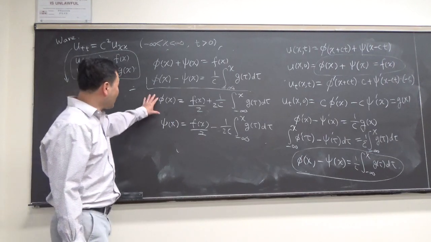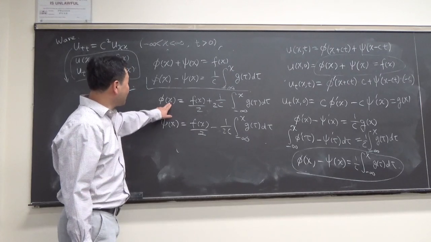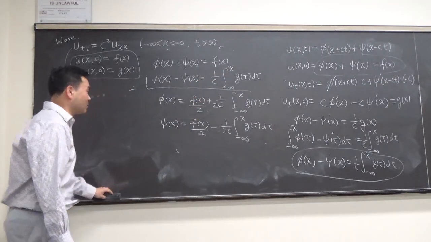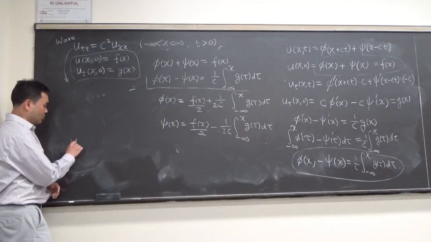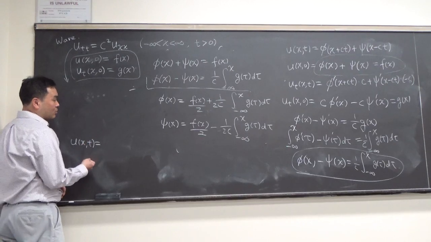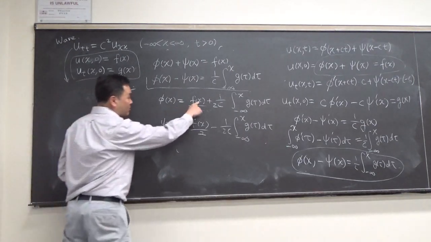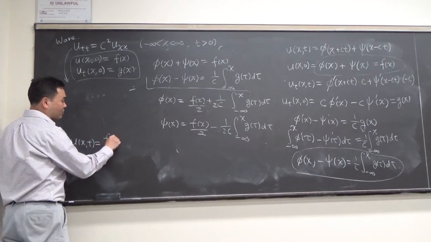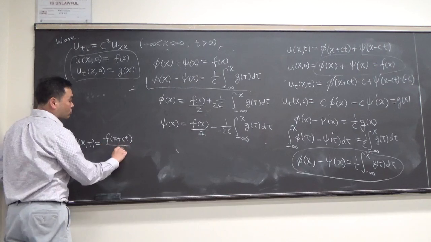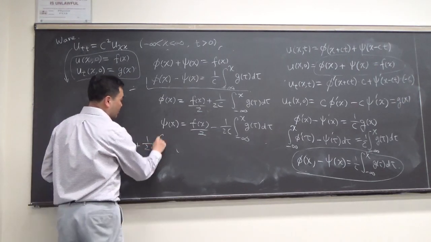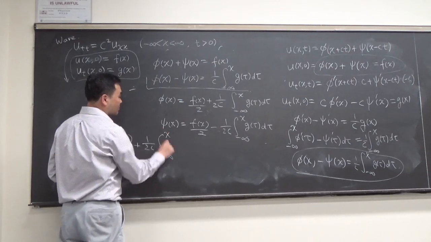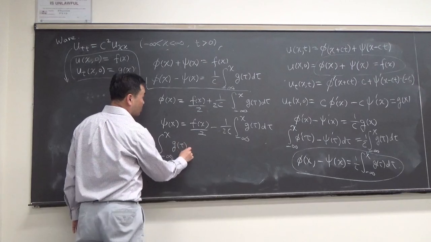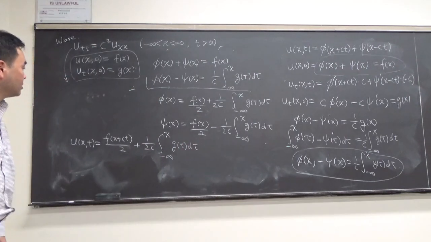Now, since we figured out what phi of x and psi of x are, let's replace x by x plus ct and x minus ct, so I can recover what u of x, t is. It's a humongous formula. I'm going to start here. u of x, t is equal to phi of x plus ct. All these x's, here's an x, here's an x, they both have to be replaced by x plus ct. So I have f of x plus ct over 2 plus 1 over 2c, integral from negative infinity to x plus ct of g of tau d tau.